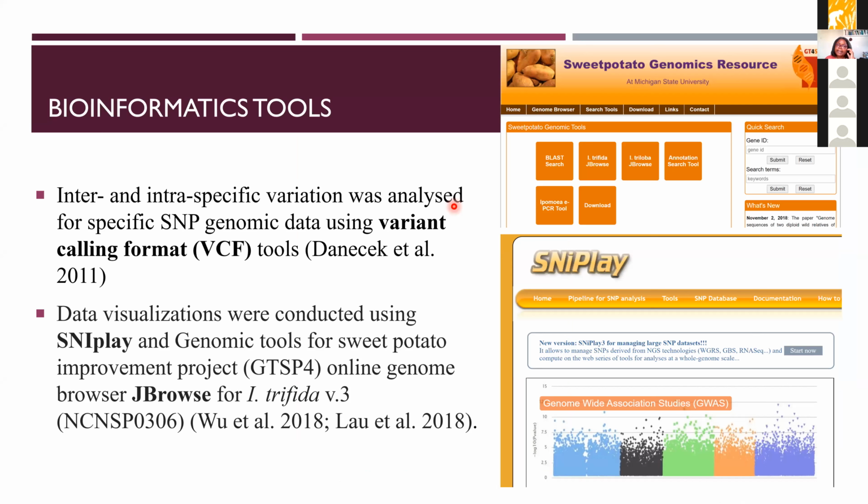Once we got the data back, the data was visualized. Again, we're talking about lots of genomic sequences, and these are the 4 letters we get from the nucleotide sequences. And so you have to look at that visually. And so we use the GT4SP project, which has a genome browser, and we interrogated it against the reference sequence, iTriFeeder, using their browser here, JBrowse. We also use another program called SNPplay, which is used to look for variations in large data sets.